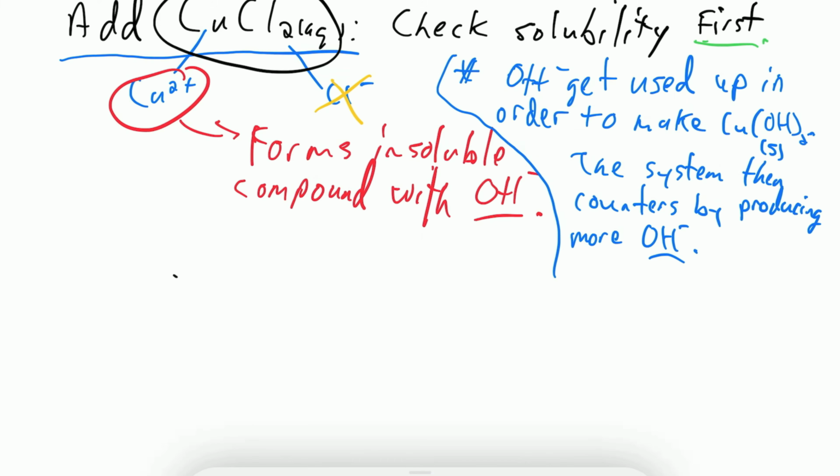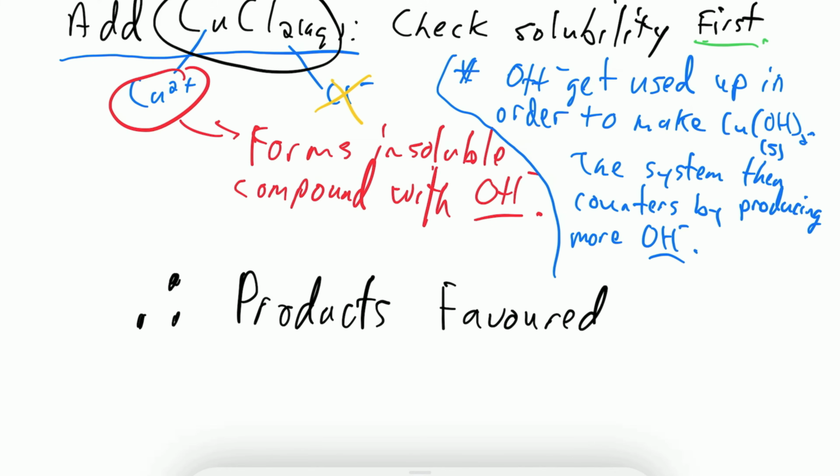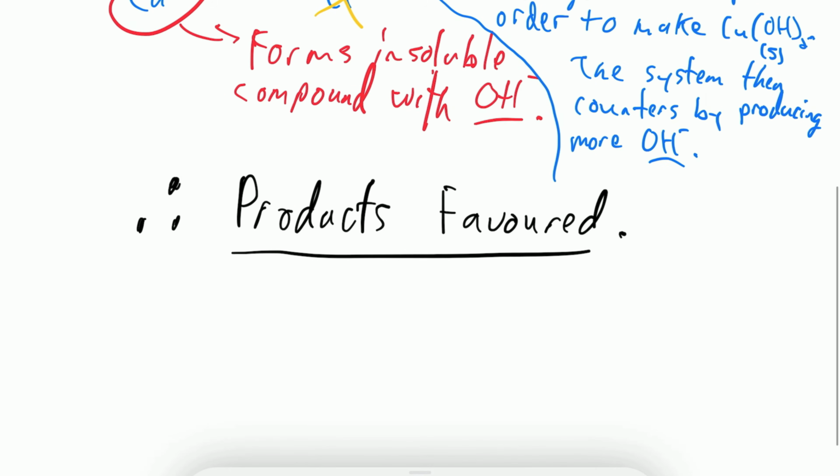So what this actually means, and we're going to write it therefore, the products are actually favored because they got used up. So then this brings us to a key rule here. And I know there's quite a few rules when it comes to this Le Chatelier's principle, but if you can remember them, you make your life a lot easier.